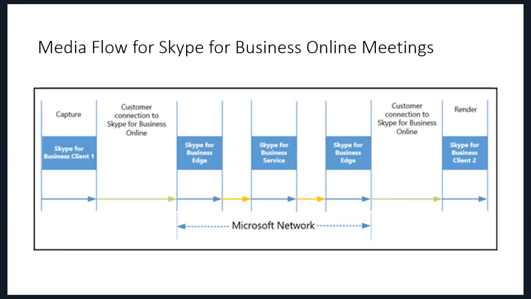So here's one where we're looking at the media flow for Skype for Business online meetings. And the use case here is that I've set up a meeting in Office 365, and I've got a few people from around the world who are connecting into that meeting, and there's a few different places end to end where we can see these network effects occur, right?